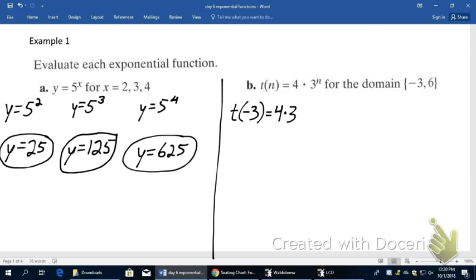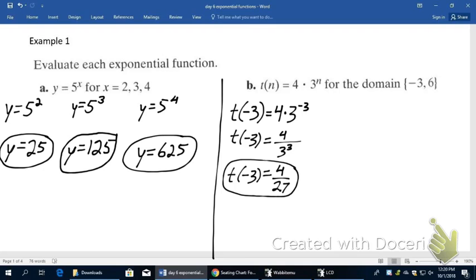So t of negative 3, first of all, would be putting in negative 3 for n, like so. Now you can use your calculator and just type in 4 times 3 to the negative 3 and it'll spit out an answer, or you could do it by hand where you move 3 to the third to the denominator, and 3 to the third power is 27. So 4 over 27 is my first answer for a domain value of negative 3.